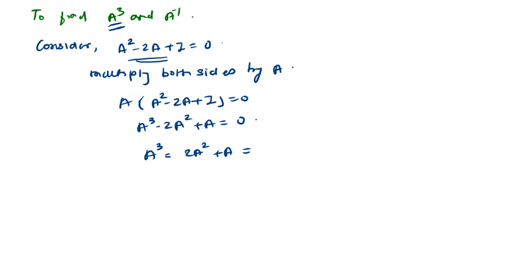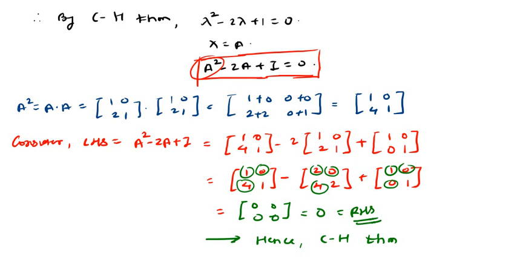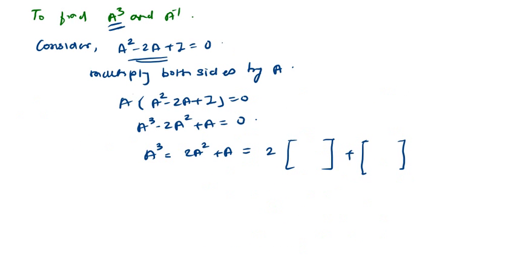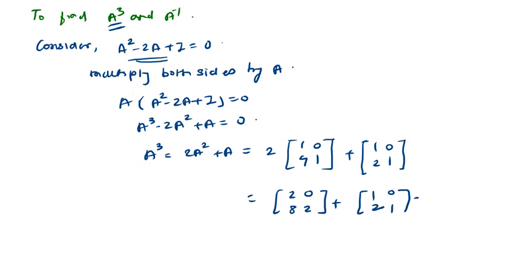Okay, now we know the value for 2, we know the value for A squared, also we know the value for A. So put the value for A squared, that is [1 4; 0 1], and the value for A is [1 2; 0 1], so twice that is [2 8; 0 2]. Plus this will be [1 2; 0 1], and finally adding both the matrices, this will be [3 10; 0 3]. Okay, so this is how we can find the value for A cubed using the Cayley-Hamilton theorem or using this statement.